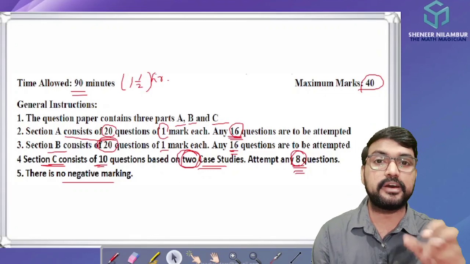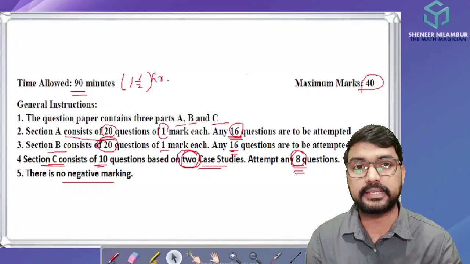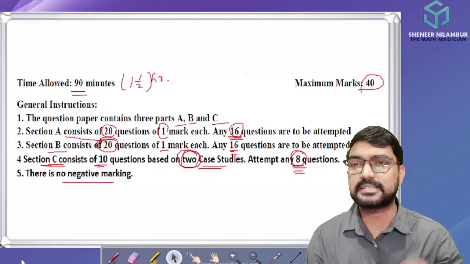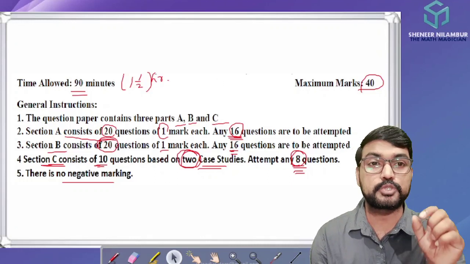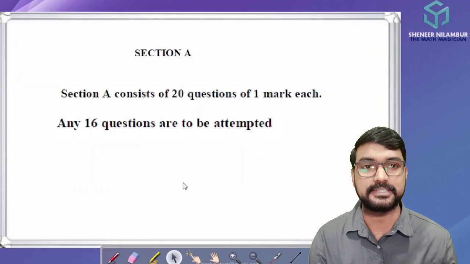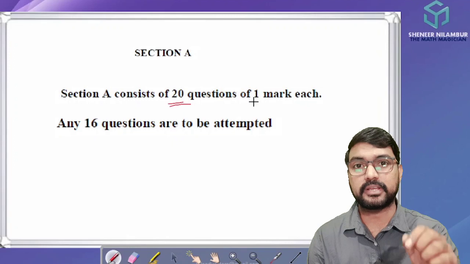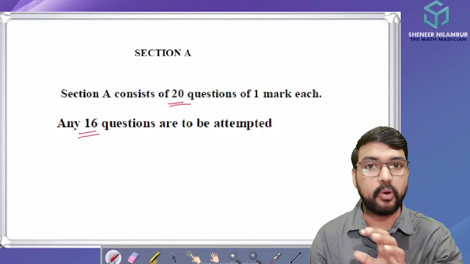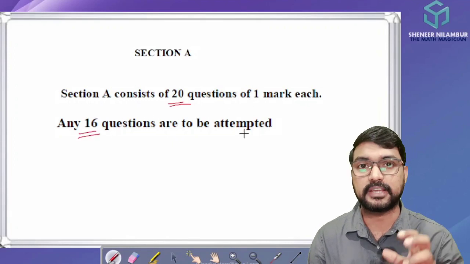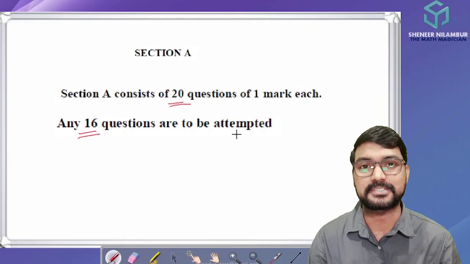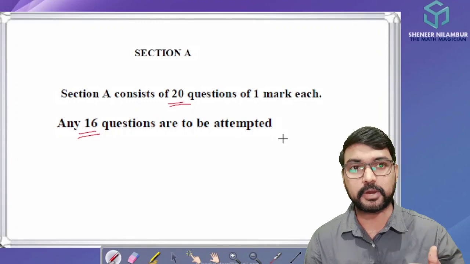Now today we are going to discuss section A. Section A consists of 20 questions of 1 mark each. Actually we have to answer only 16 questions, but here we are explaining all the 20 questions for the understanding of each and every point. So we can enter the topic.